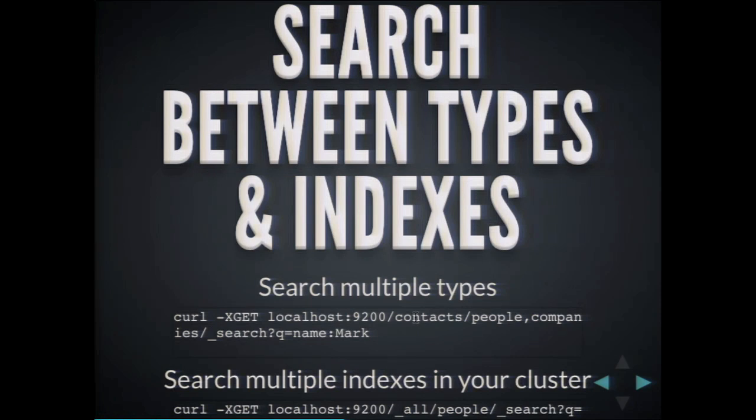You can search between types and indexes. If you want to search more than one type, you can just make a comma-separated list of types, and it will search both. You can also search multiple indexes in your cluster. Say you have the people type in more than one index because you have a small multi-tenant situation, and you want to search my people and Mariano's people and Jose's people. You can use the magic _all, and it will search everyone's contacts all at once. So if you're building a back-end administration system and want to see how many times Walter's in the database, you can do that.